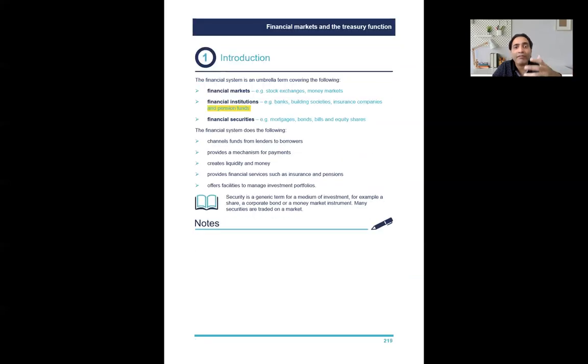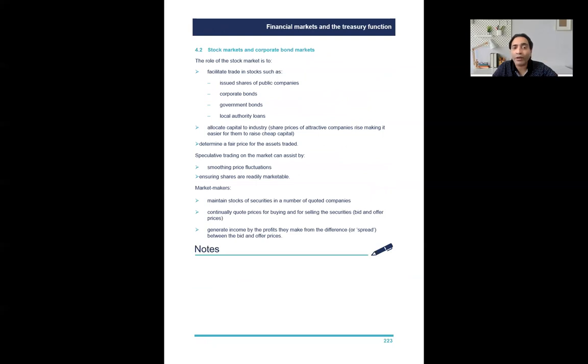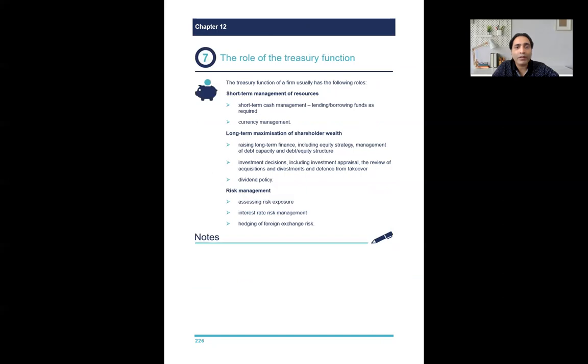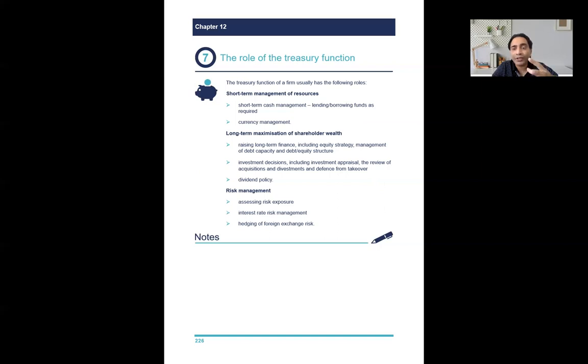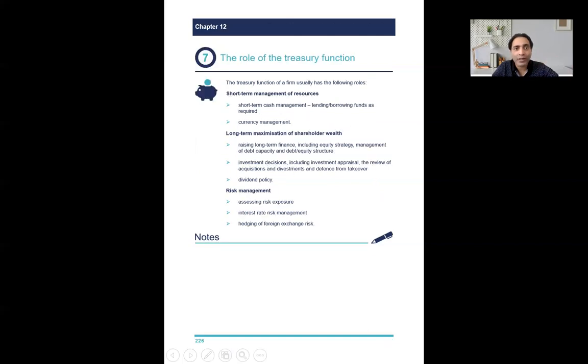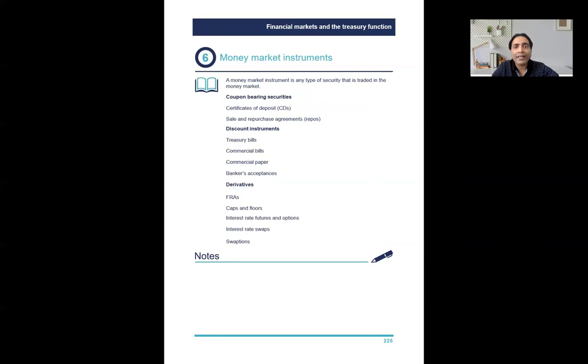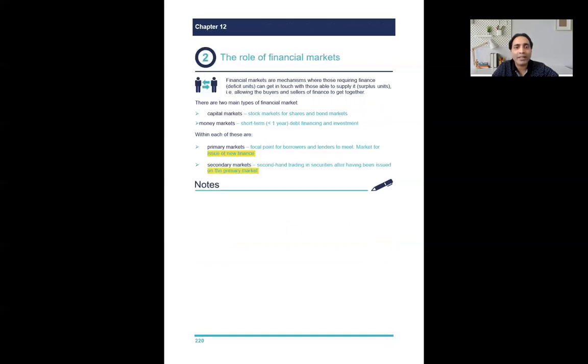Nothing substantial, nothing where we need to spend time together. Although if you have any doubts, we are definitely going to deal with it. Especially I'm going to talk about unit 7 in chapter 12, role of treasury function, 2 pages that we are going to anyways discuss. Okay. What is the role of treasury function and international treasury function, centralized treasury management? We are going to discuss that in tomorrow's session. But before that, whatever you have, money market instruments, financial institutions, stock market basics, what happens in the stock market? What are capital markets? What are money markets? Role of financial markets? I think this is BCom level stuff. Could you read it? Can you take it as a home assignment? Just reading it.